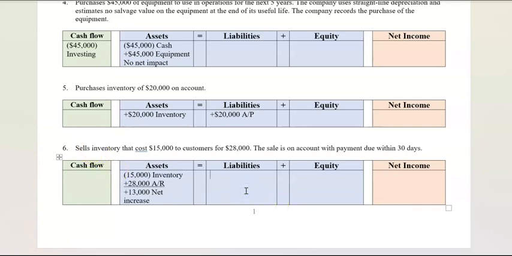Nothing happens to liabilities. Now something does happen to net income here. We get revenue of $28,000. This is our sales revenue. And we decrease net income by $15,000, and that would be the account cost of goods sold. So of course we would see that net income increased by a net $13,000.